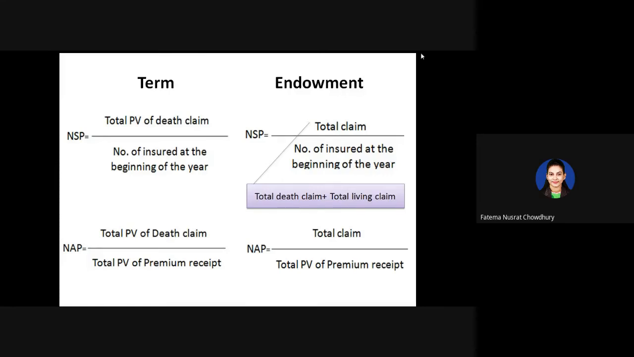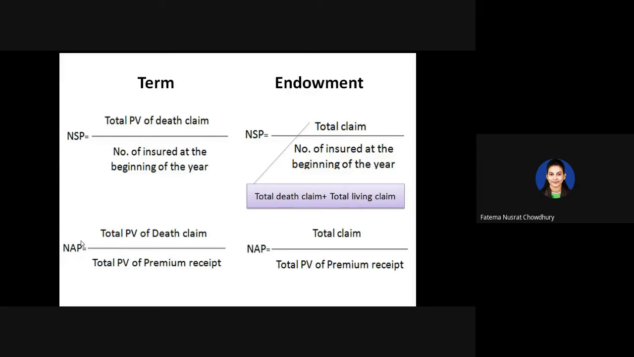In the slide we are seeing that we are going to calculate NSP or NAP for term life insurance or endowment life insurance. Basically from our formula we can see that whenever we are calculating the NSP, the lower part is the same: the number of insured at the beginning of the year. This figure is given in the portion, and for the calculation we have to go for death claim. For term life insurance it will be death claim, but for endowment it will be not only death claim but also living claim, because in endowment either the insured is alive or dead, the claim payment must be done. But in term life insurance, the insured has to die to get the claim payment.